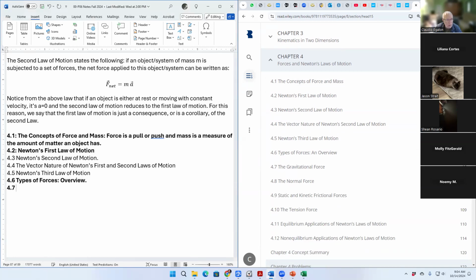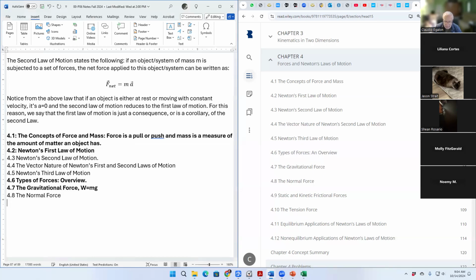4.7, gravitational force. Didn't cover that yet, so I'm going to take it out. Oh, the normal force, I covered the normal force, right? Let's see, I covered that partially. I said that the gravitational force is mg, right? But there's a little bit more to talk about. There's something else.